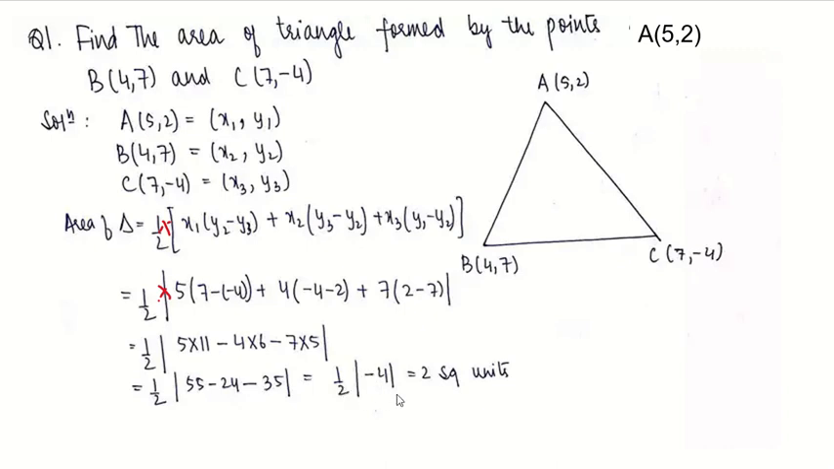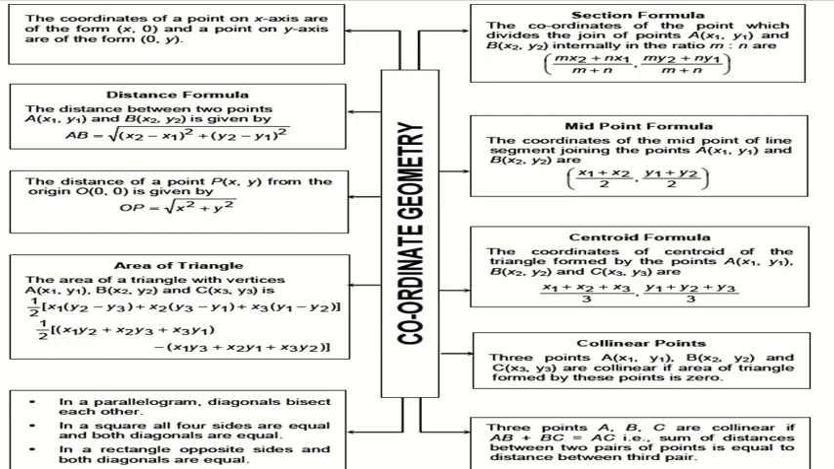Whenever it is coming as a negative value, we will take it as positive only, because area can't be negative. That's why the symbol for modulus is used. Half into 2, so half into positive 4, it will turn as 2 square units. Right? So now we will have a quick recap on all the formulas.